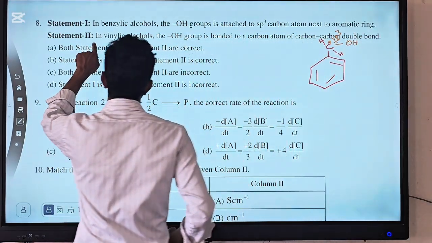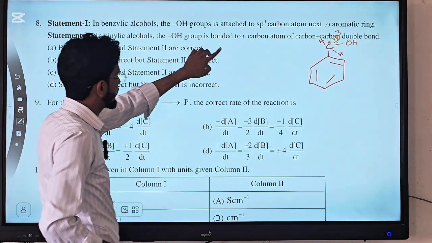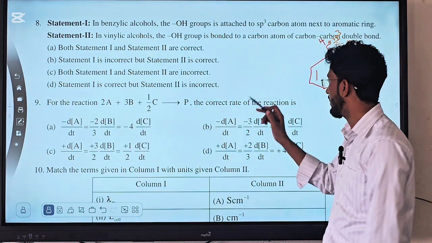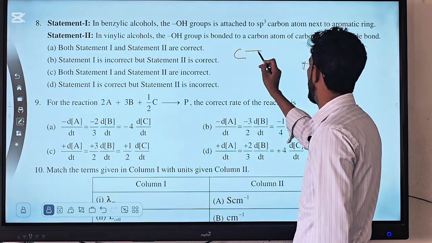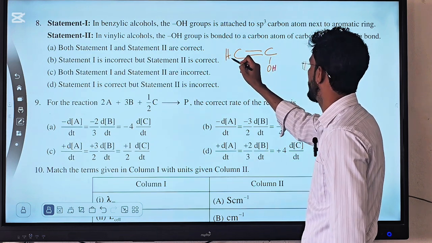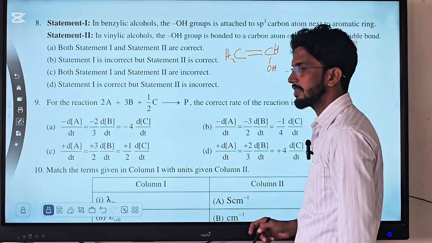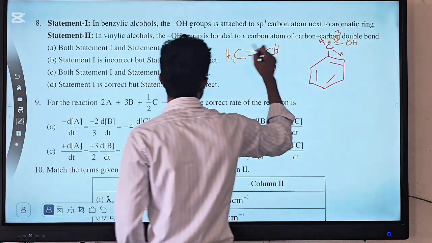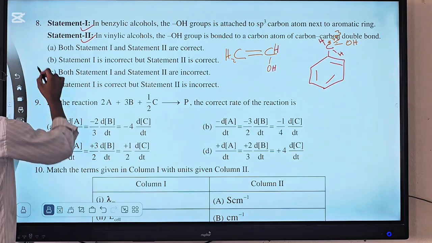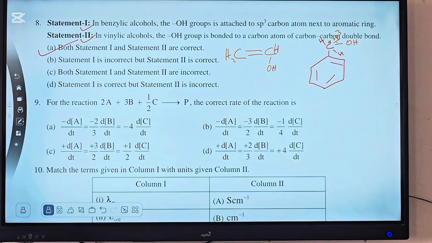The second statement is: in vinylic alcohol, the OH group is bonded to a carbon atom of a carbon-carbon double bond. If you see vinylic alcohol, there is a carbon-carbon double bond, and one carbon carries the OH, the other H2. This is also a correct statement. Vinylic alcohol is an alcohol with OH on a carbon-carbon double bond. Both statements 1 and 2 are correct. The answer will be A.